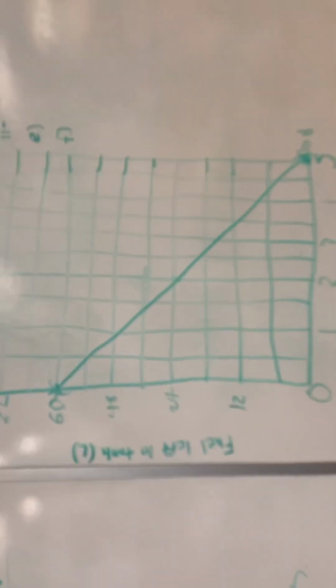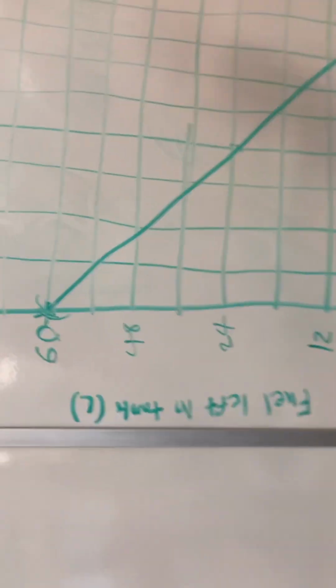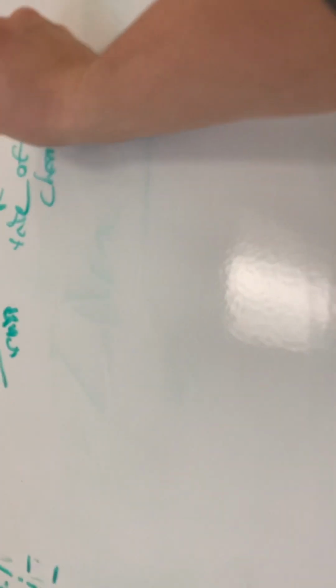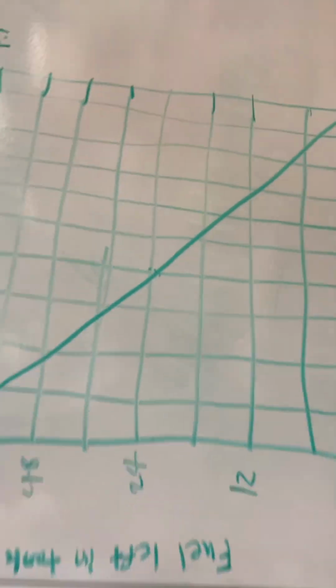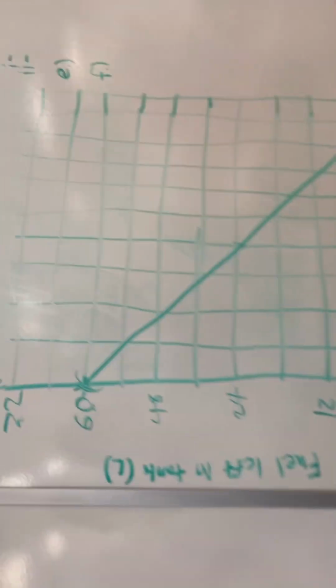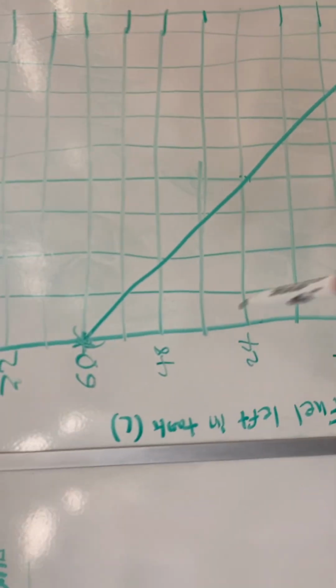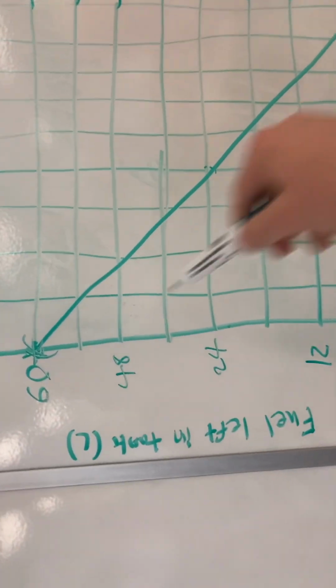B, determine the rate of change. What does it represent? The rate of change is always rise over run, which equals the slope, or the rate of change. Anyways, the rise we're going to start with is technically going down, so it's going to be negative 60.